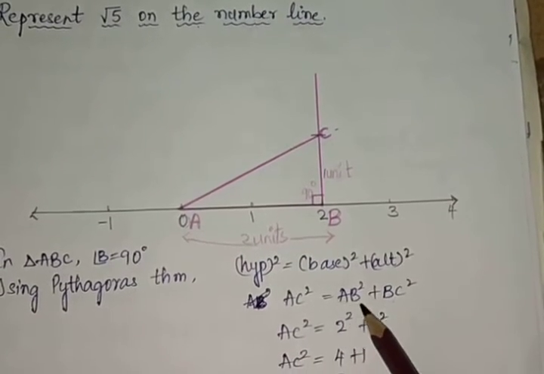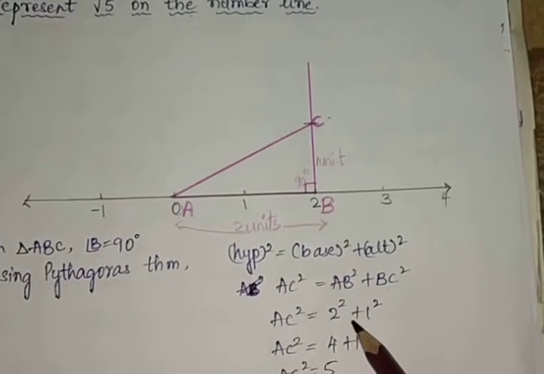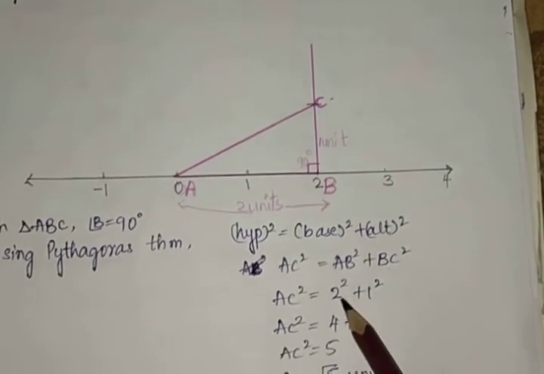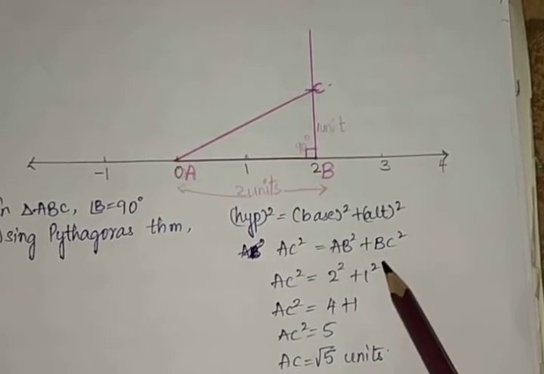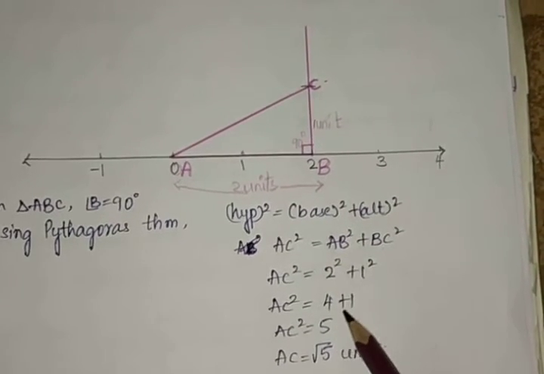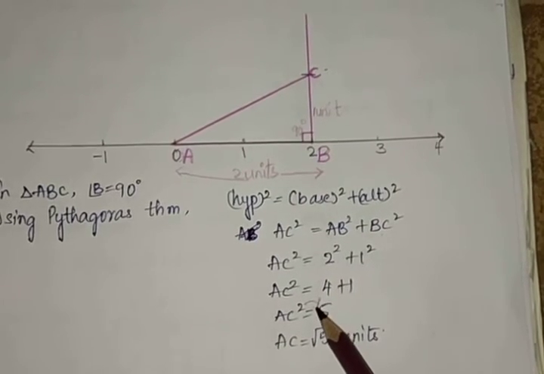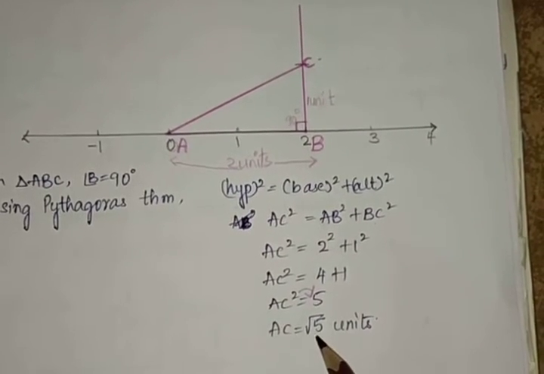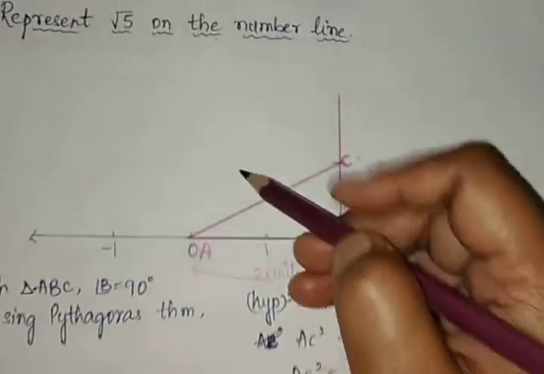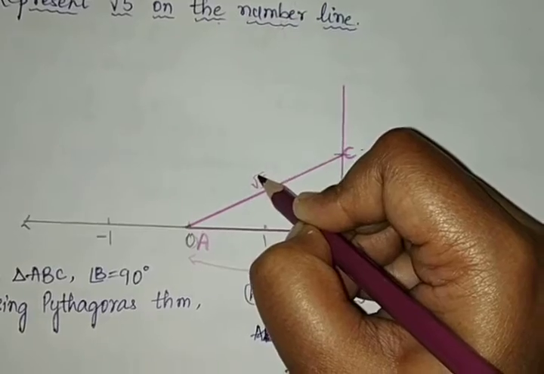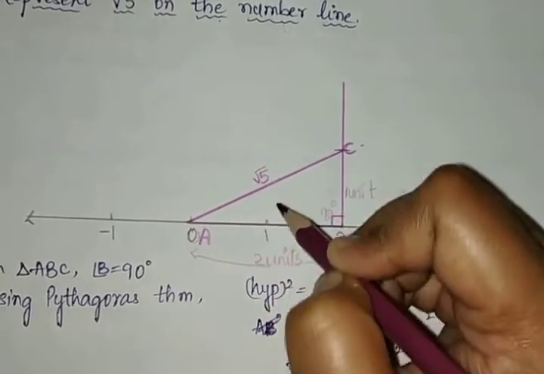Now the length of AB we have taken as 2 units, so this becomes 2 square plus 1 square. 2 square becomes 4, plus 1 square becomes 1. 4 plus 1 is 5, and when we take the square to the right side, it becomes square root. So AC is equal to root 5 units. Let us mention here AC is equal to root 5 units, as we did earlier for root 2.